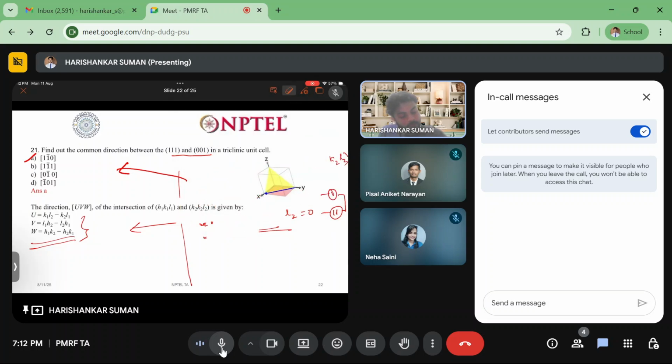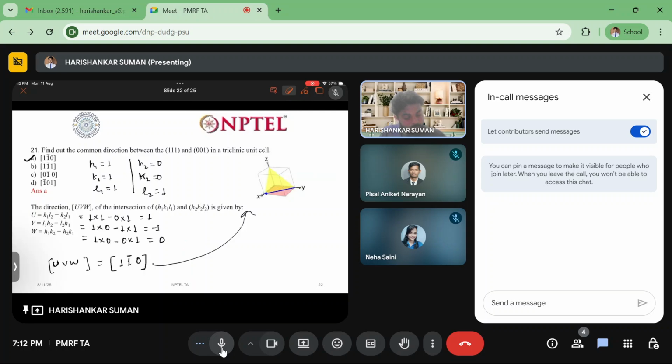Okay, so let me show you another. HKL are given, so HKL equal to 0. After putting in this equation, we also get the similar answer, A. Okay.